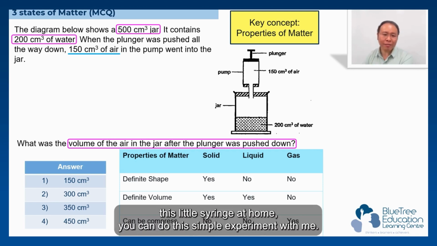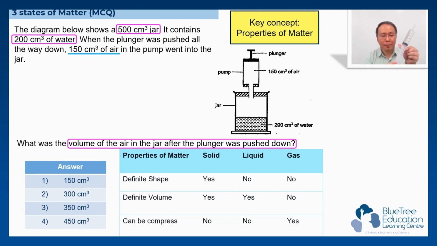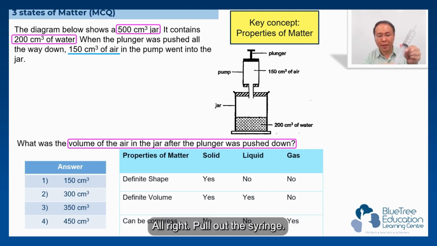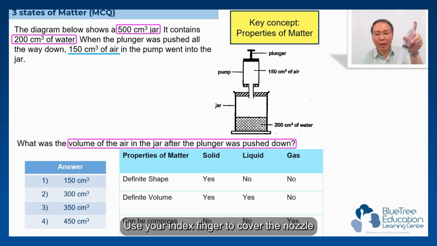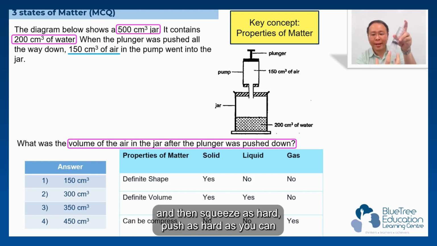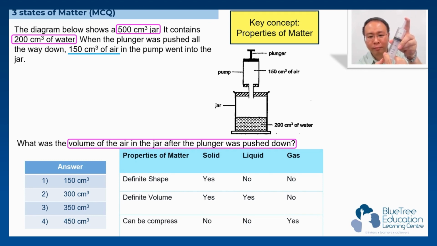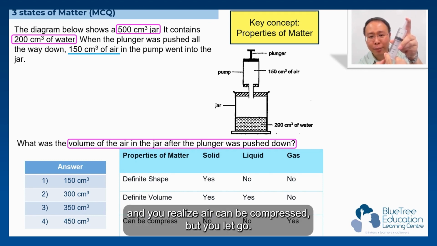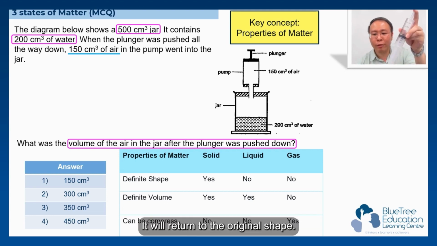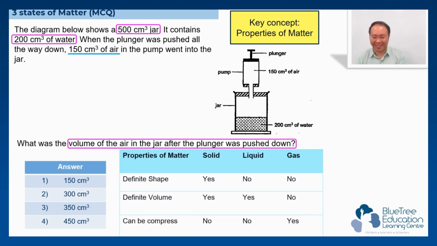Alright, so if you have this little syringe at home, you can do this simple experiment with me. Alright, pull out the syringe. Use your index finger to cover the nozzle, and then squeeze as hard, push as hard as you can. And you realize air can be compressed. When you let go, it will return to the original shape.